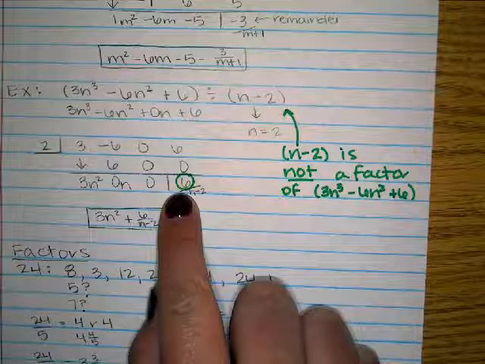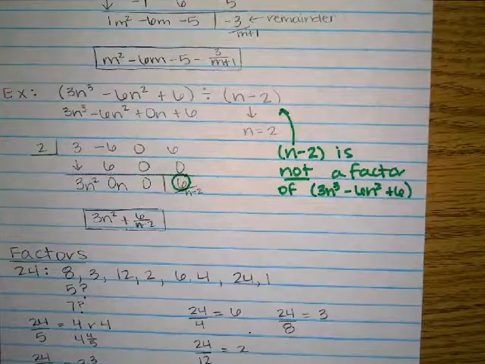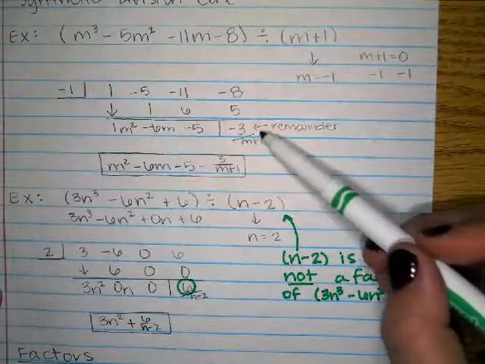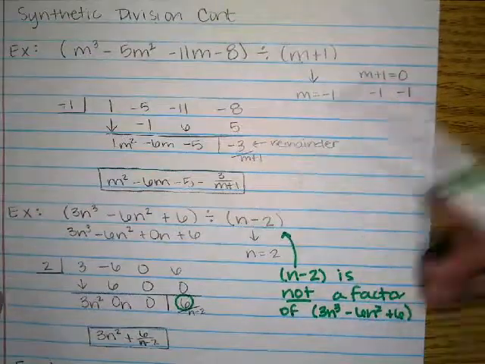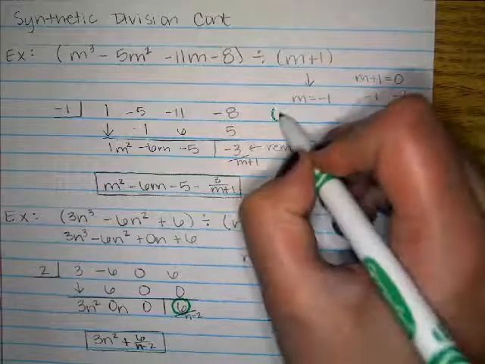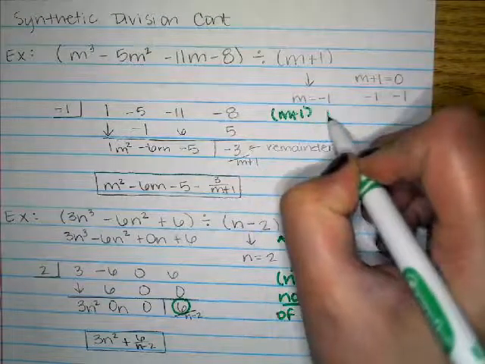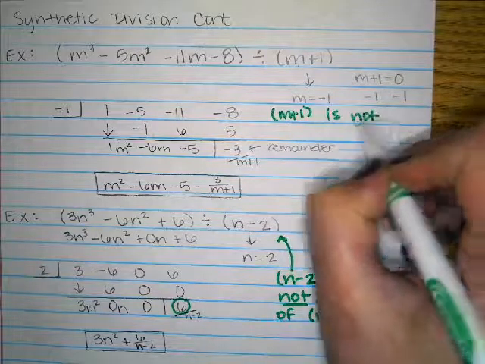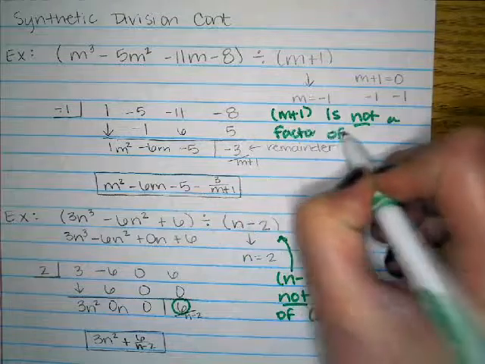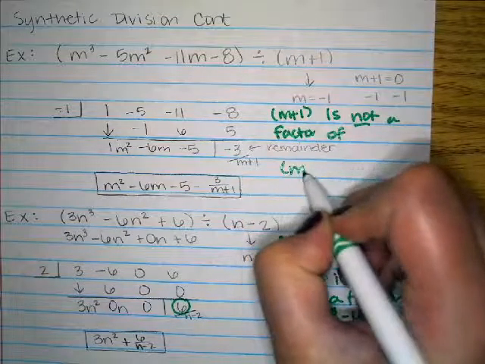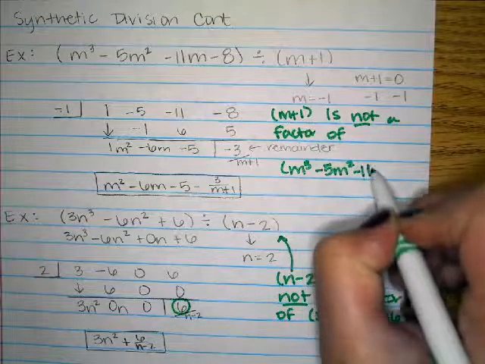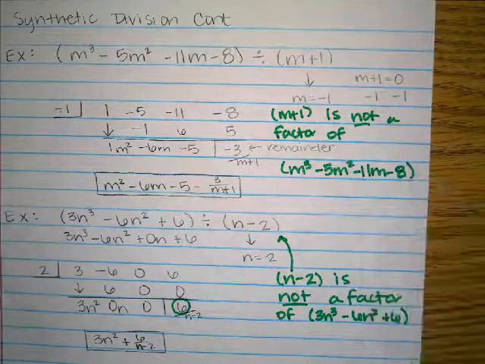Okay? Let's go back to that first example. We have a remainder of negative 3. What does that tell us about m plus 1? Okay, m plus 1 is not a factor of m to the third minus 5m squared minus 11m minus 8. Okay?